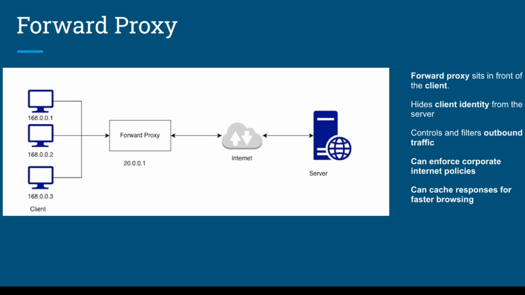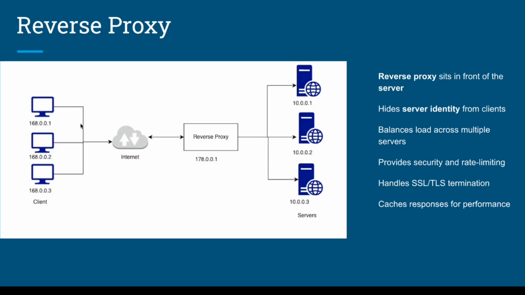Now we'll understand reverse proxy. The forward proxy sits in front of the client. In the case of a reverse proxy, it sits in front of servers. We can see here it's in front of servers. We can have n number of servers, right? Whenever a user tries to request any resource from the server, the servers can be server A, server B, server C, and all the servers will have their own IP addresses.